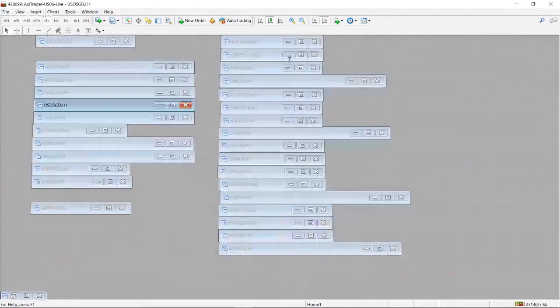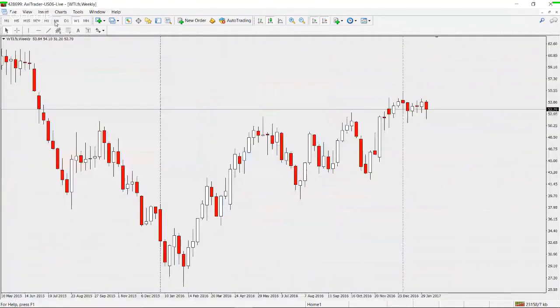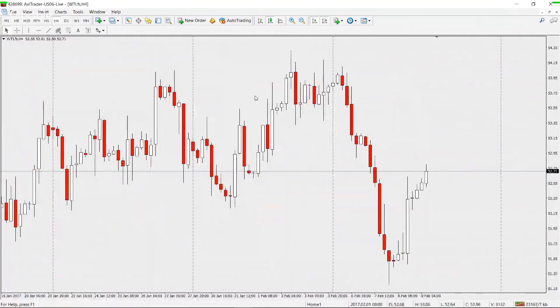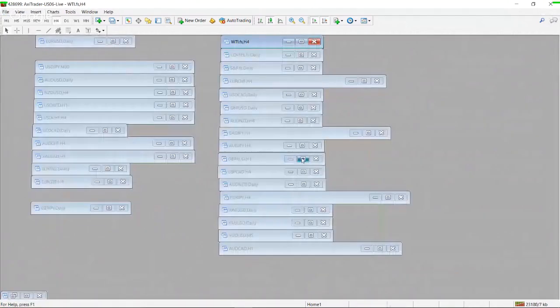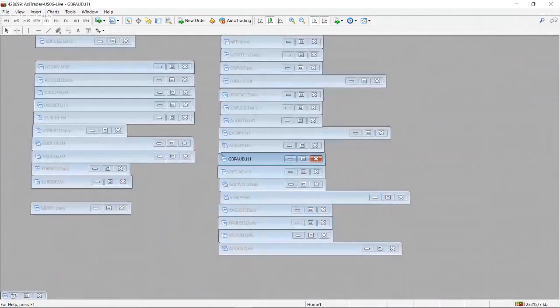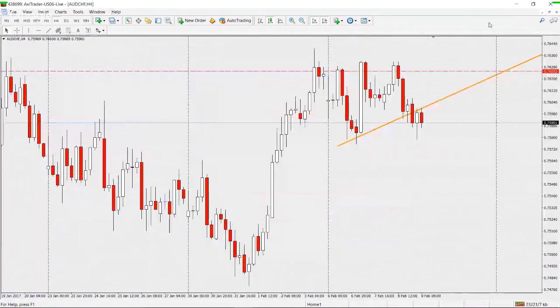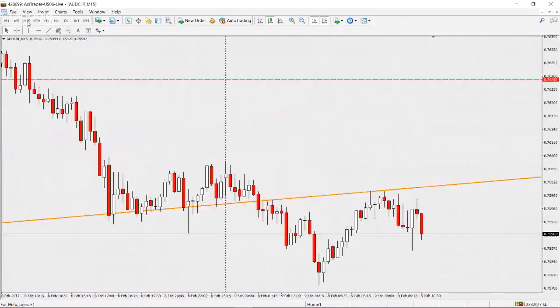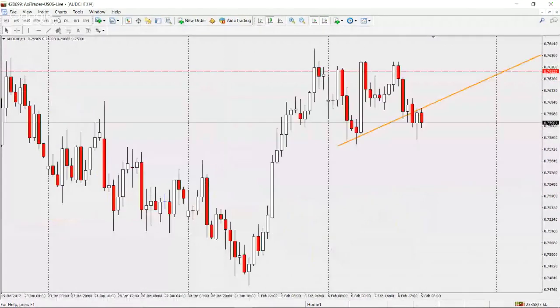Singapore dollar's not behaving. What about, nah, trying to find a really good example of a double top for you. Pound Aussie. Aussie Swiss, not really good. No, that's not a good one at all, really.